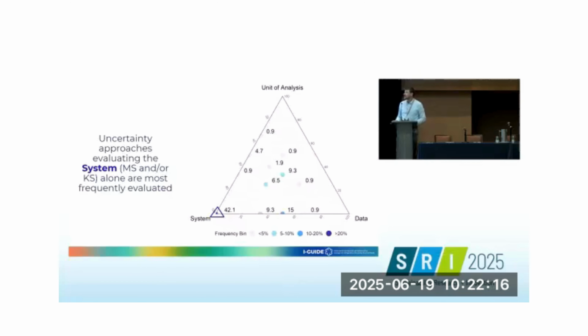From this, we can see that uncertainty approaches evaluating the system, so model specification or knowledge of the system, are most commonly evaluated by themselves and are the most frequently evaluated category. So that bottom right corner, if you go over, that's 0, 0, and then 42%.